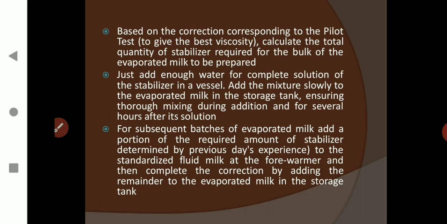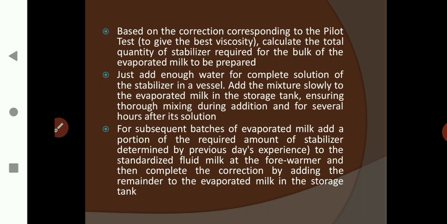So for 2-3 hours it has to be mixed properly for uniform mixing, because this evaporated milk tank will have a capacity of like 1 lakh liters or so. So it will take time to mix it properly. And for subsequent batches of evaporated milk, add a portion of the required amount of stabilizer determined by previous day's experience to the entire fluid milk at the forewarmer itself, and then complete the correction by adding the remainder to the evaporated milk in the storage tank.